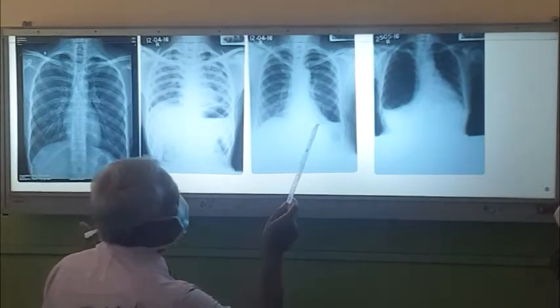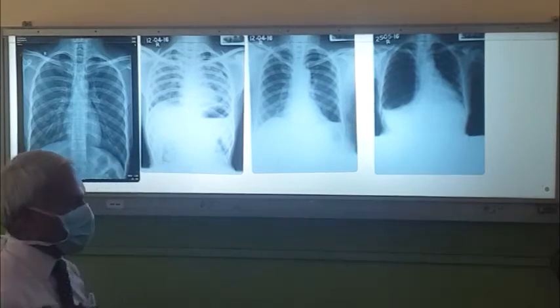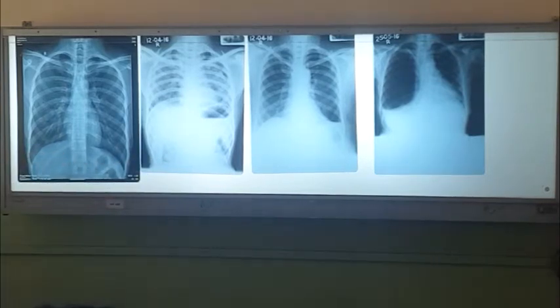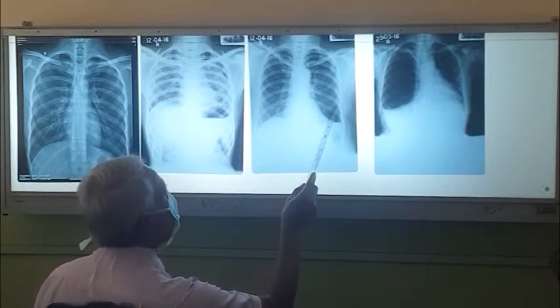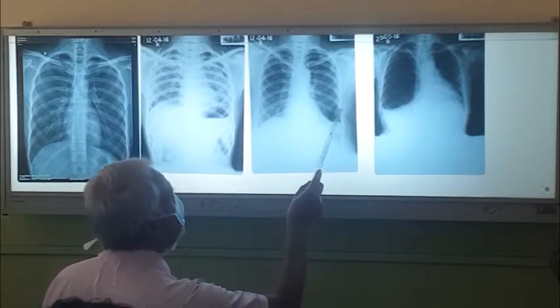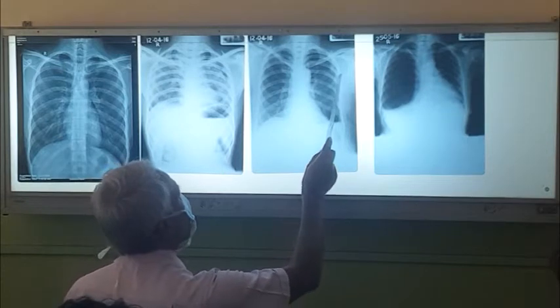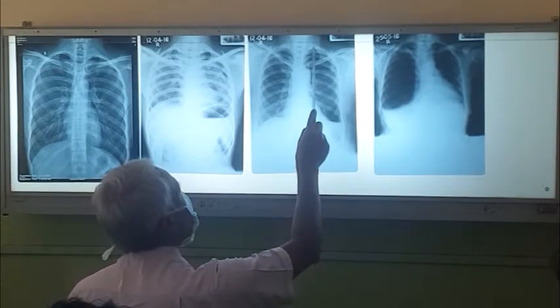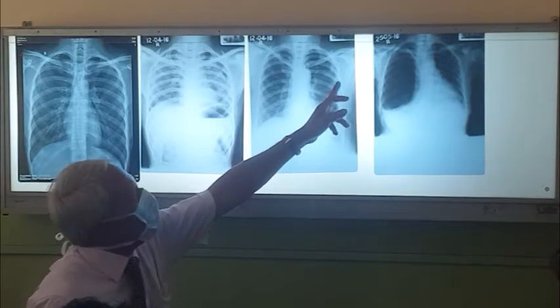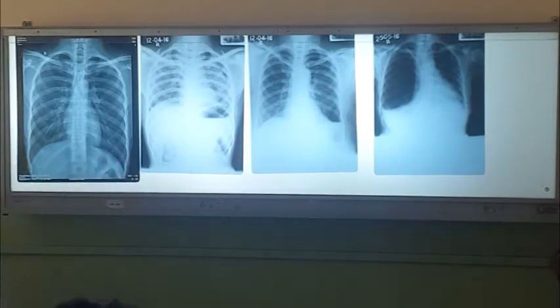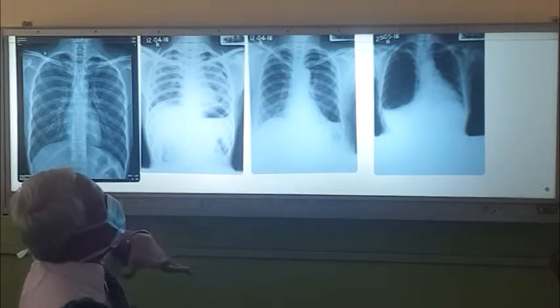When you see a line like this, always you have to think of pneumothorax, right? So the line is there, and this area is dark, no lung tissues, and here you can see lung tissues up to here, and no lung tissues here. So this is a pneumothorax with some adhesions laterally. Okay, so this is a pneumothorax with some adhesions laterally, right?